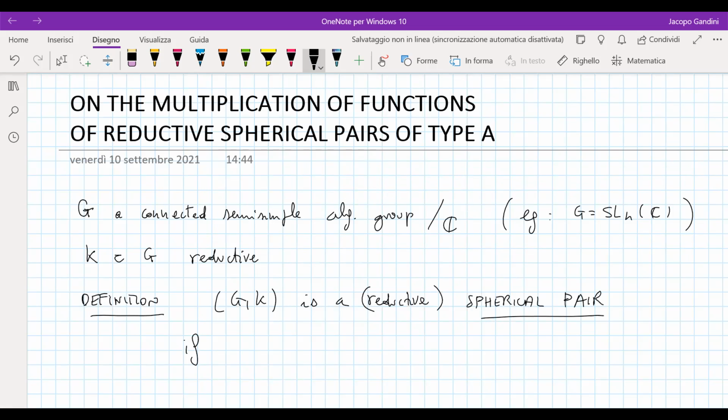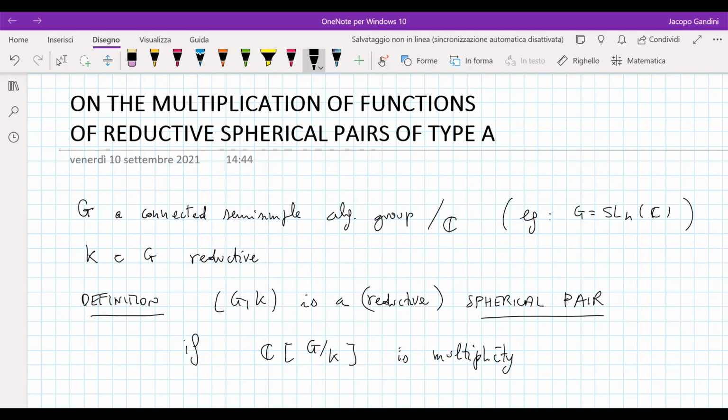If so, we have a homogeneous space associated to this pair, which is G/K. This is actually an affine homogeneous space, and this is equivalent to the fact that K is reductive. We can look at the functions over G/K, and we have a natural action by right multiplication of G. So we can look at it as a G-module, and the point is that this is a multiplicity-free G-module. If so, this coordinate ring is multiplicity-free.